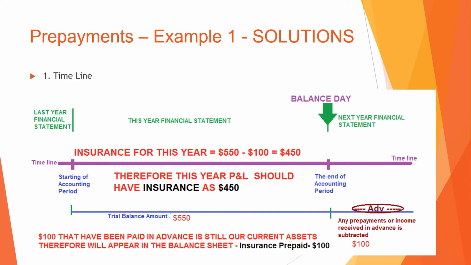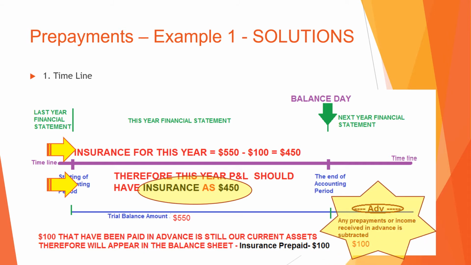So first of all, we have to show the information on the timeline. According to the timeline, purple line, we have the starting of the accounting period and the ending of the accounting period. It says the insurance for the year is $550 minus $100 paid in advance, which is equal to $450. Therefore, this year's profit and loss should have insurance as $450. According to the additional information, prepaid insurance is $100. That is in excess of the balance day amount. Therefore, $100 has been paid in advance and is still our current asset. Therefore, it will appear in the balance sheet as insurance prepaid $100.